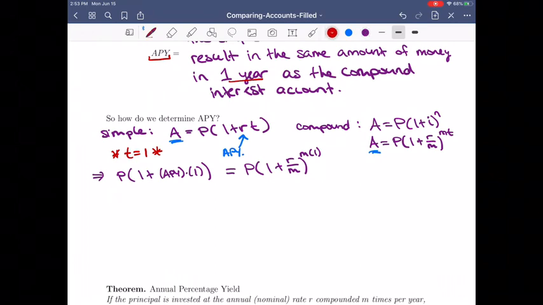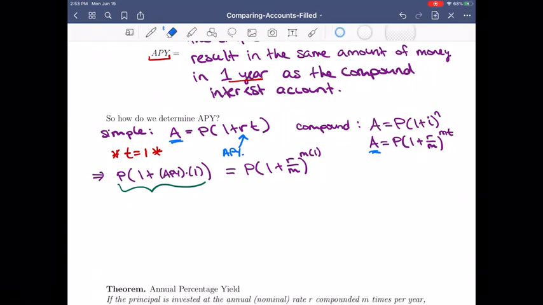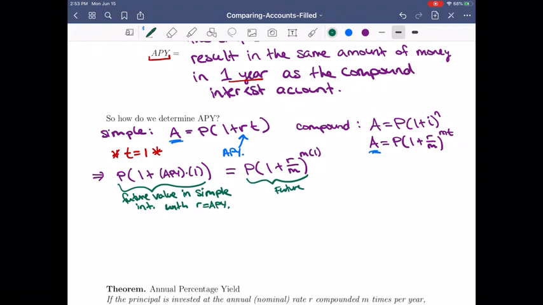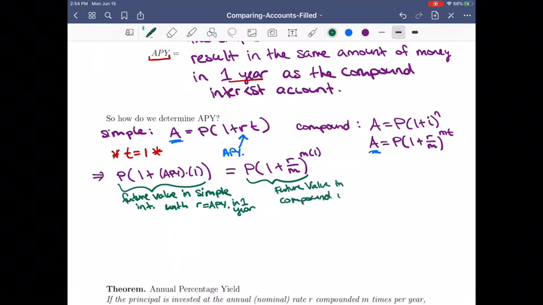Okay, so maybe let's just emphasize this. This is the amount, maybe I should say the future value, in a simple interest account with R equals APY. And over here, this is the future value in 1 year. This is the future value in our compound interest account in 1 year as well. So notice I put in T equals 1.